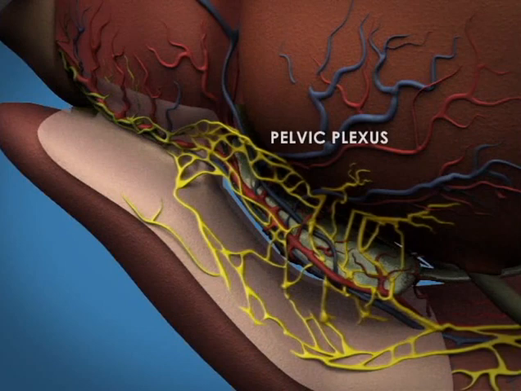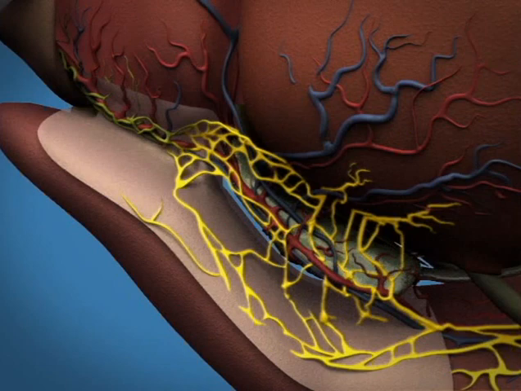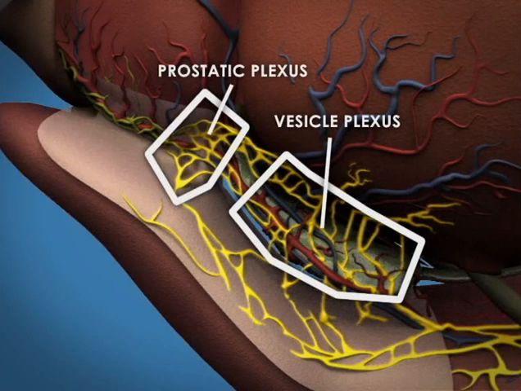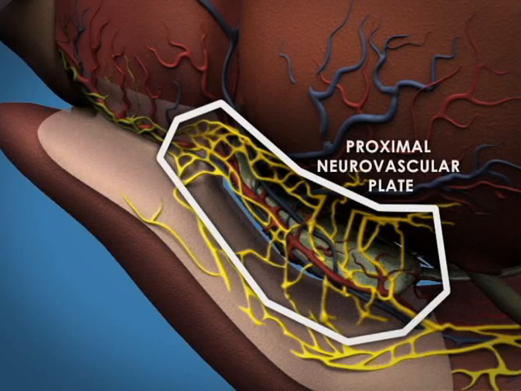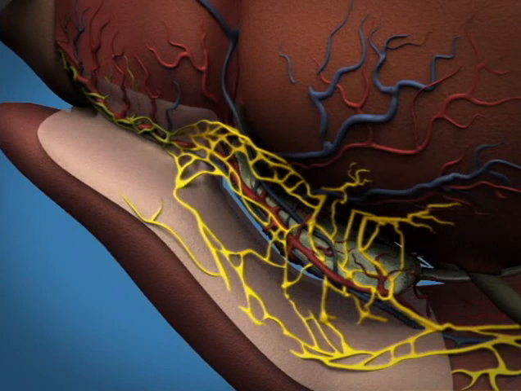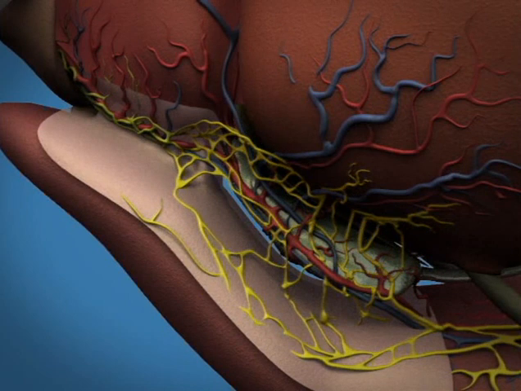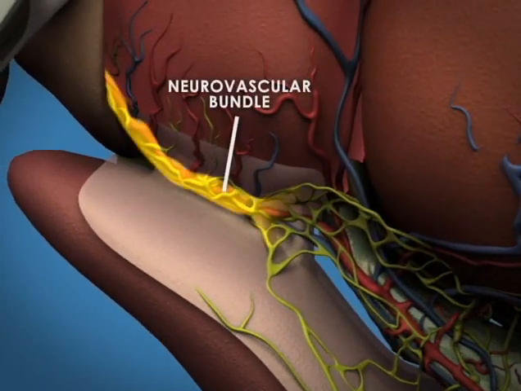The pelvic plexus is found on the anterolateral aspect of the rectum. The important erectile components of this plexus include the vesical plexus and the prostatic plexus, and interconnecting nerve fibers. These ganglions and neuronal connections form a proximal neurovascular plate, which can be injured during dissection of the seminal vesicles.